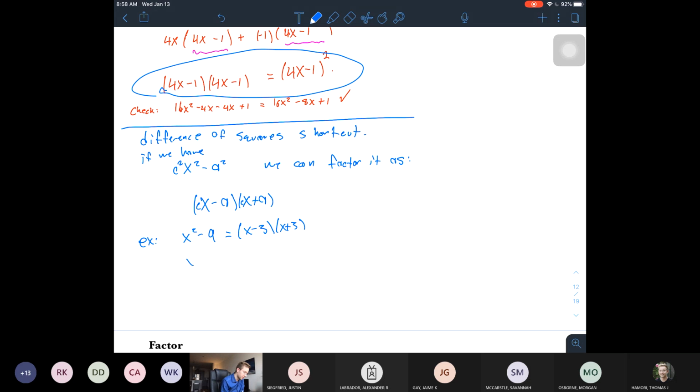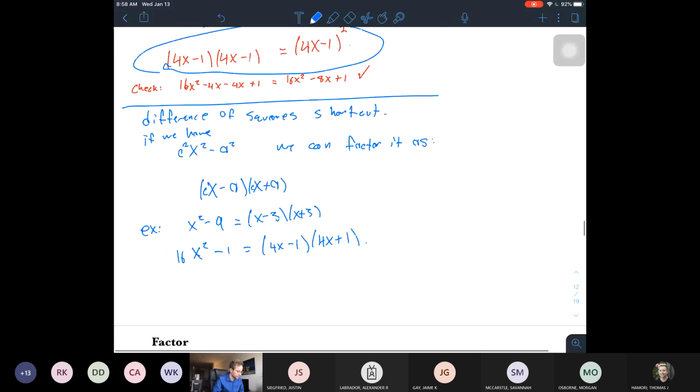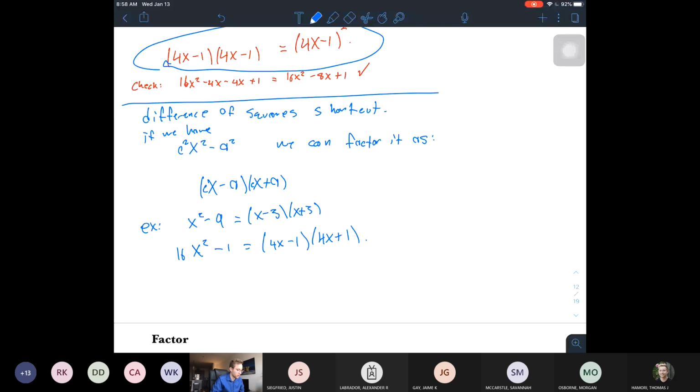And if we had, I don't know, 16x squared minus 1, we could factor that as 4x minus 1 times 4x plus 1, and so on and so forth. So this is a shortcut for when we have a difference of squares.